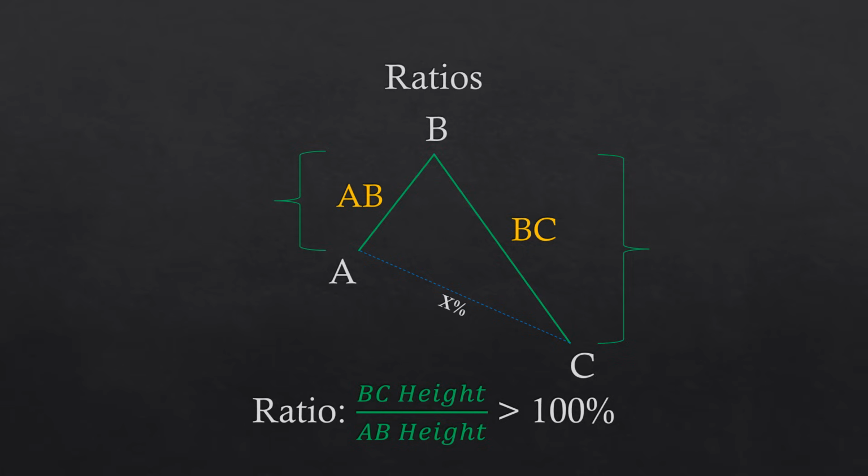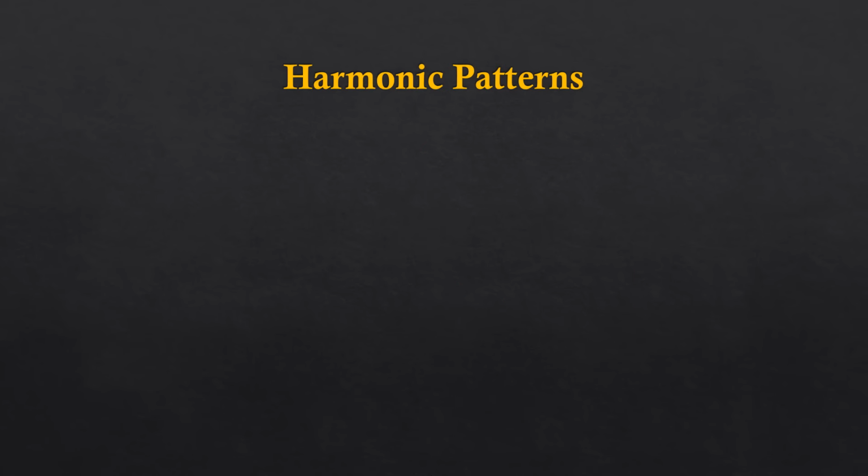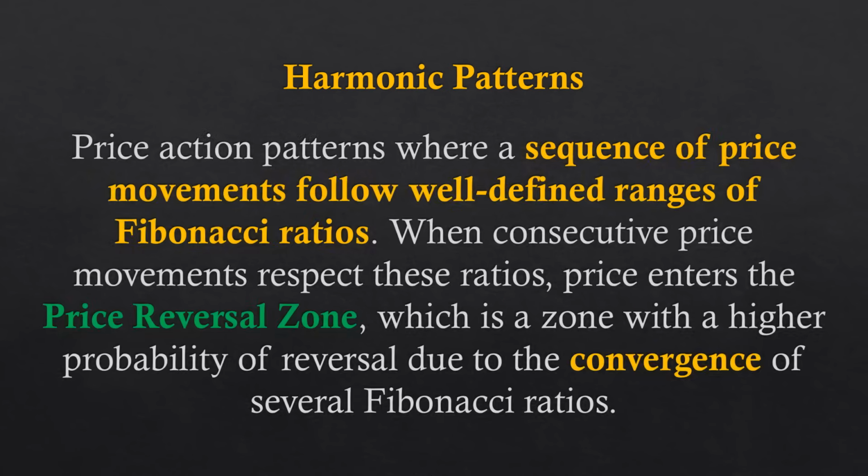With that said, let's jump into the definition of harmonic patterns. Harmonic patterns are price action patterns where a sequence of price movements respect well-defined ranges of Fibonacci ratios. When consecutive price movements respect these ratios successfully, price enters what's called the price reversal zone, which is a zone where there is a higher probability of reversal due to the convergence of several Fibonacci ratios.